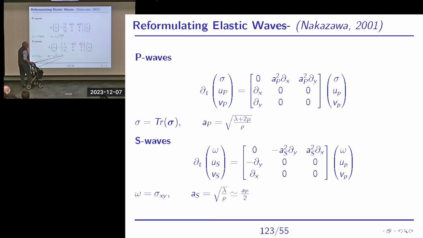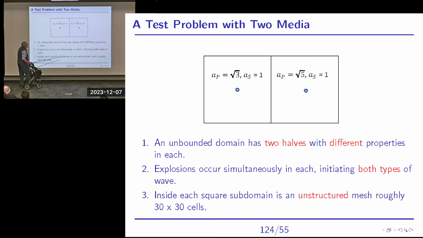Okay, I'm very close. So the problem is this: we have an unbounded medium which is divided in two, and we have one set of properties on one side, one set of properties on the other side. Simultaneously, we launch two small explosions that create both sorts of wave. And inside each square, there is an unstructured grid which is only 30 by 30. So by today's standards, this is a very coarse mesh.